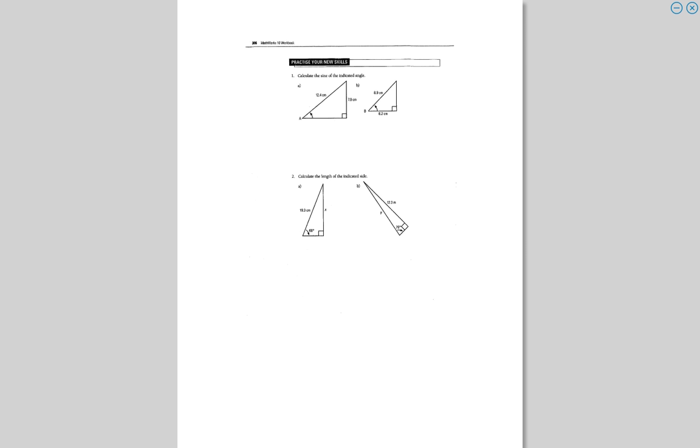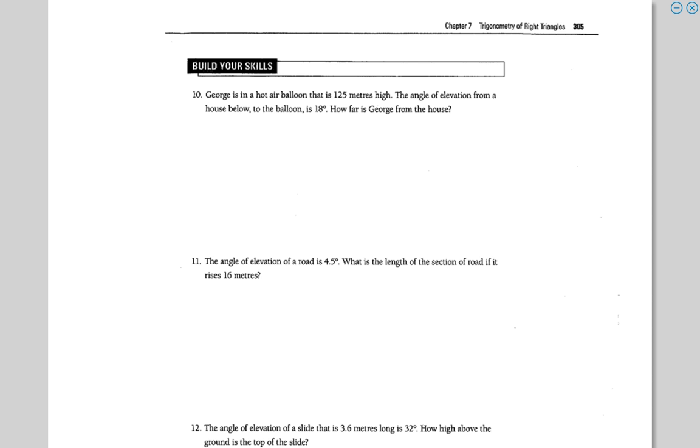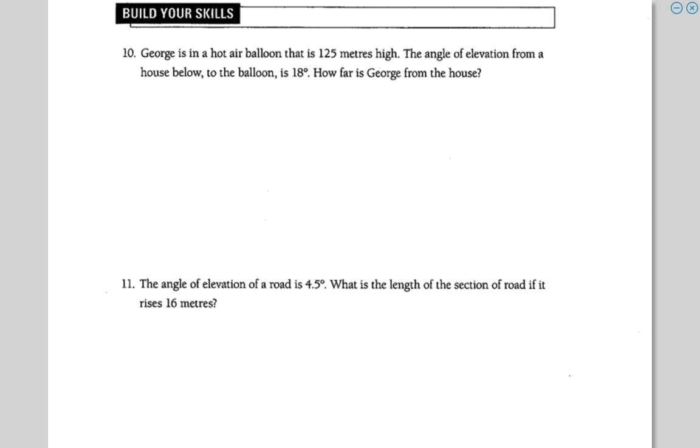So it looks like 3 more and then we are done. It says George is in a hot air balloon that is 125 meters high. So you would draw your balloon. This is you in the balloon. Yay, I'm in a balloon. Whatever that thing looks like. And it says that the angle of elevation from a house below. So here's a house, and you look from the house to the person in the balloon. You make a right angle triangle.